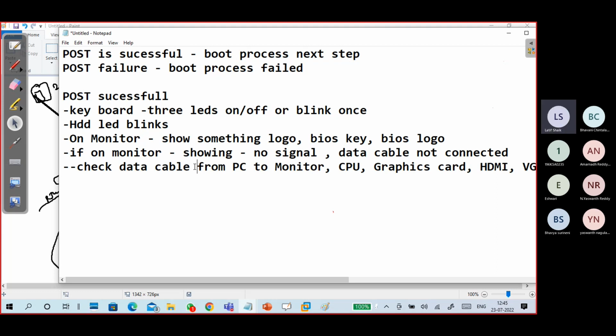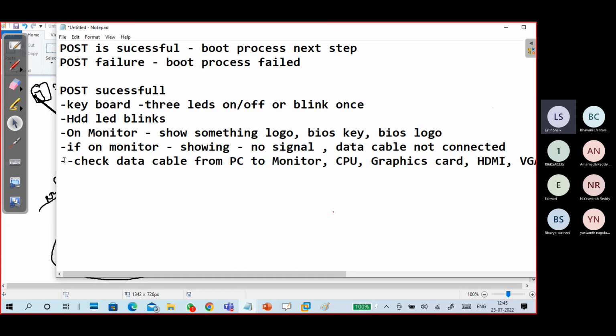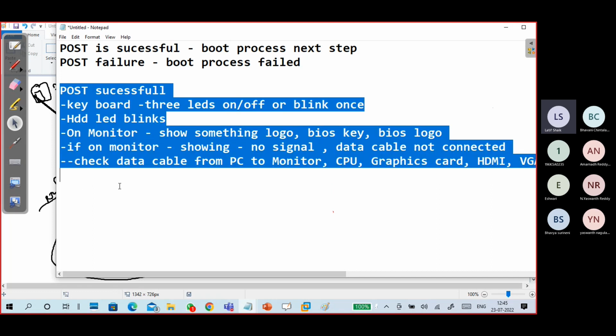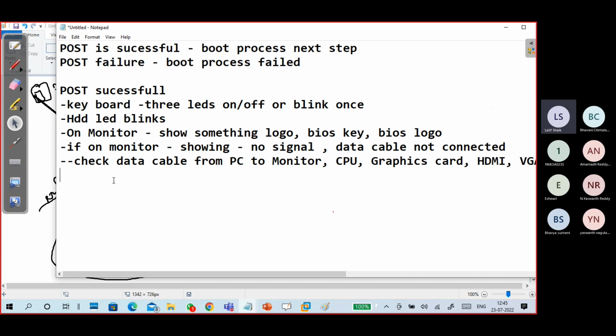So if your monitor is showing no signal, either it can be a data cable problem, or it may be your PC CPU related issue, graphics memory related issues, or graphic related issues, or it can be the cables like HDMI, VGA type of cables also. Properly check it.